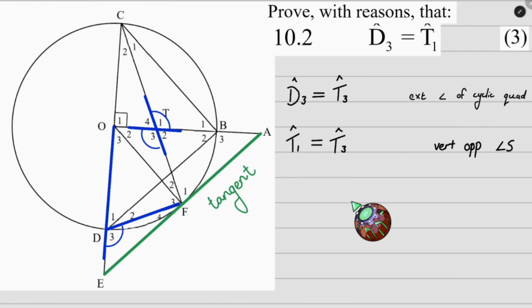And then since we know that D3 equals T3 and T1 equals T3, then it stands to reason that these two must be equal. So I'm just going to clap a therefore T1 equals D3, my bro.